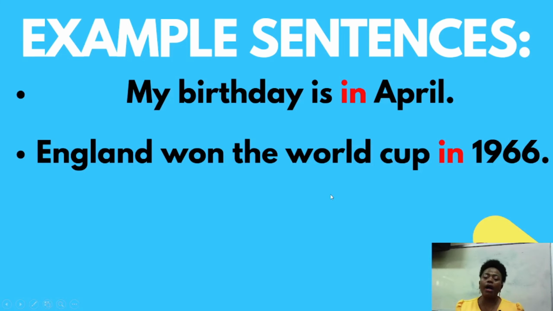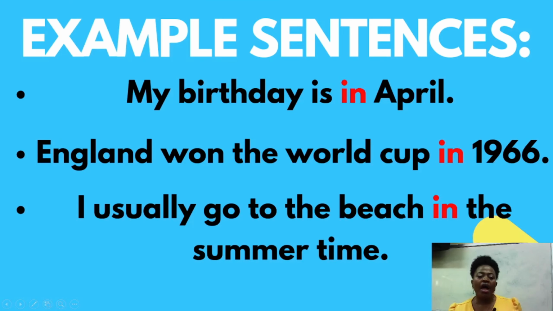England won the World Cup in 1966. That is a year. The first one, my birthday is in April. April is the month. England won the World Cup in 1966. 1966 is the year. And also, I usually go to the beach in the summer. This is talking about the time period.